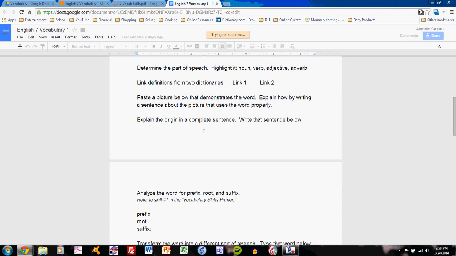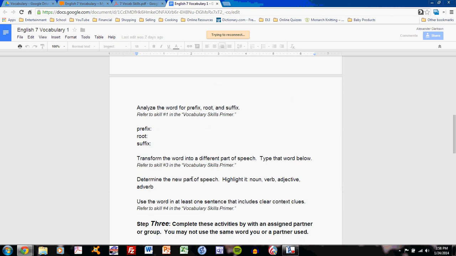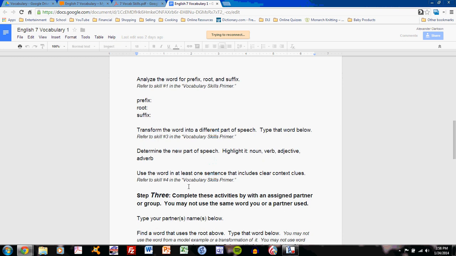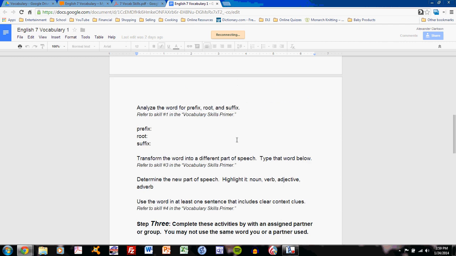Explain the origin of the word in a complete sentence and write it here. Analyze the word for prefix, root, and suffix. Transform it into a different part of speech. Determine the part of speech of that new word, and use the word in at least one sentence. Those tasks may have come at you in a flurry, but I will slow down and explain them each in detail. Do not forget to refer to the skills in the Vocabulary Skills Primer, the document on the MyBigCampus bundle.